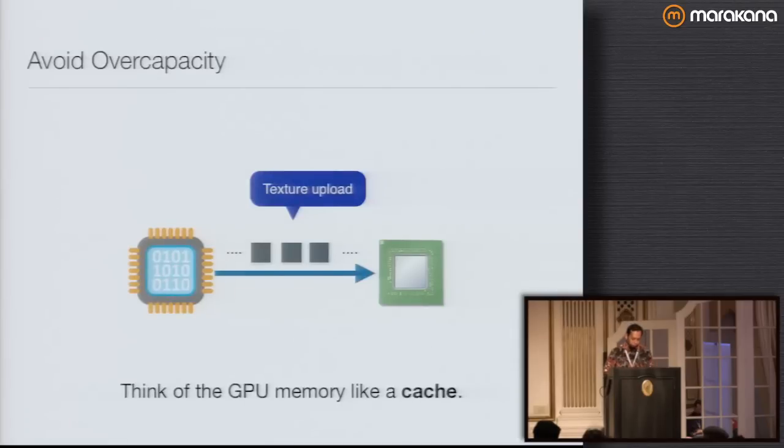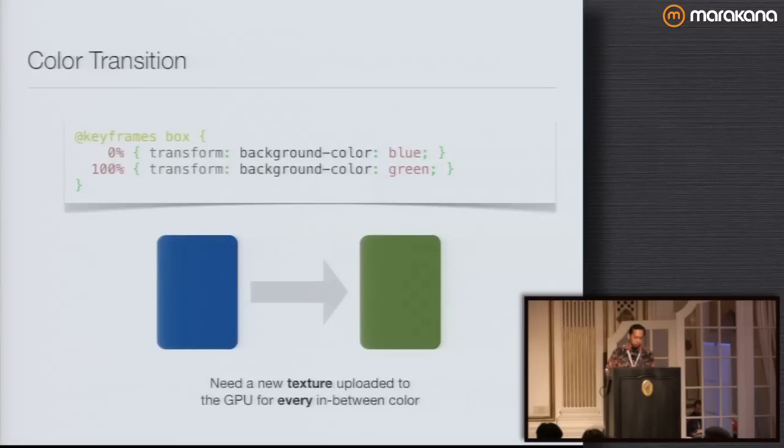One of the important things of rendering using the GPU is to avoid texture upload, because you need to think of the GPU like a cache. So if you go crazy and translate 3D every single element, that is not a wise move. Now, I've shown before that color transition will cause a texture upload, because if I change from blue to green, there's no way for the GPU to keep that blue content and then change it to green, unless you use filter, of course.